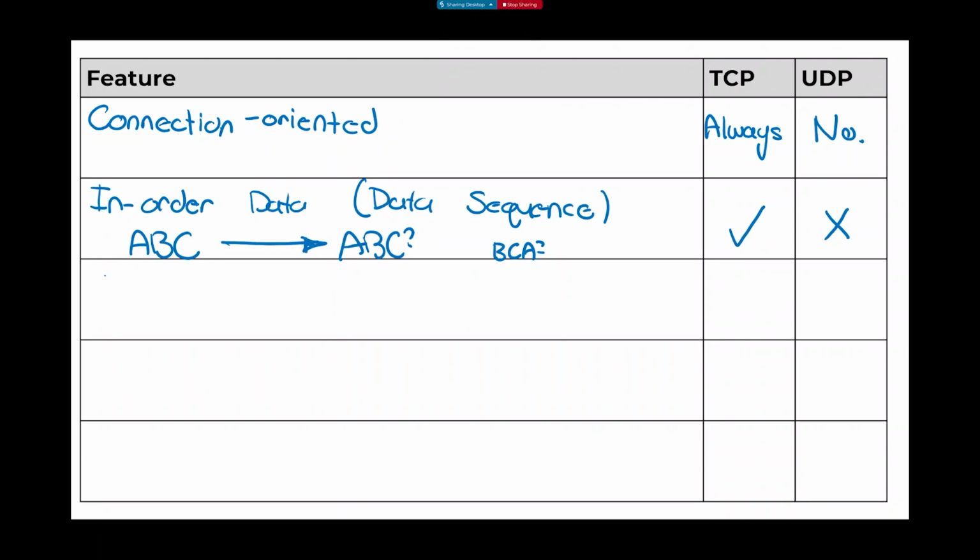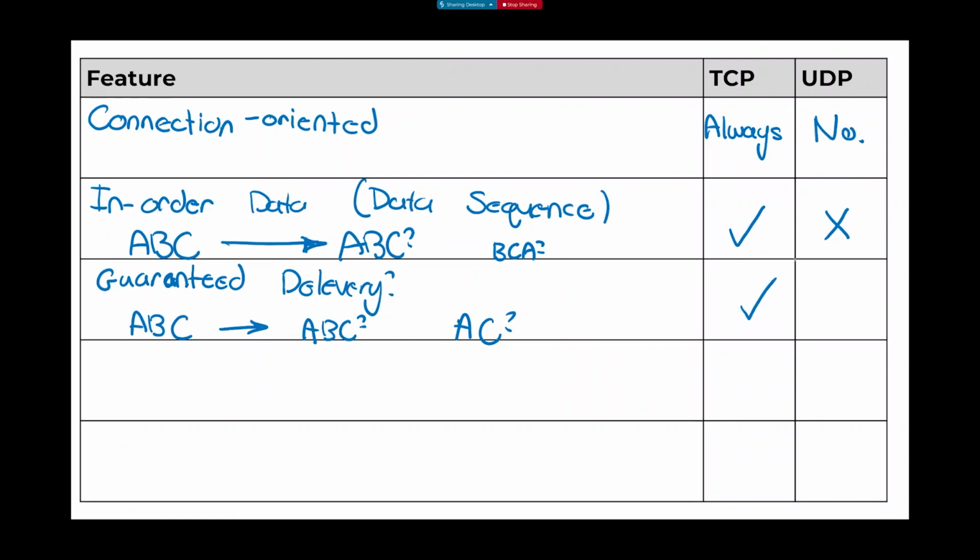Third thing is, do we have guaranteed delivery? So if I send ABC, do I know I'm going to get ABC? Or what if I only get AC? What if B gets dropped along the way? Is that something we're okay with? Can we handle it if a few bytes don't make it? If our app can handle a few bytes that don't make it, we can use UDP, because TCP guarantees delivery. TCP has guaranteed delivery. UDP does not.